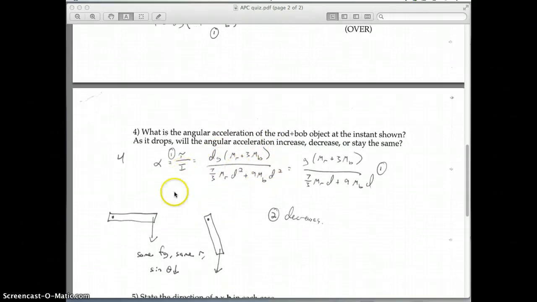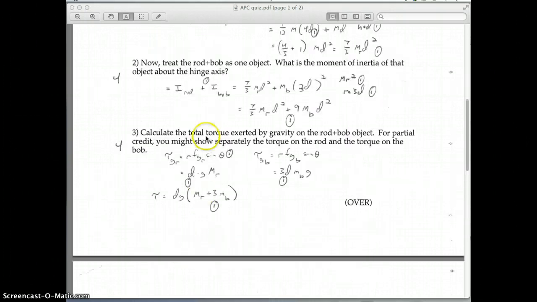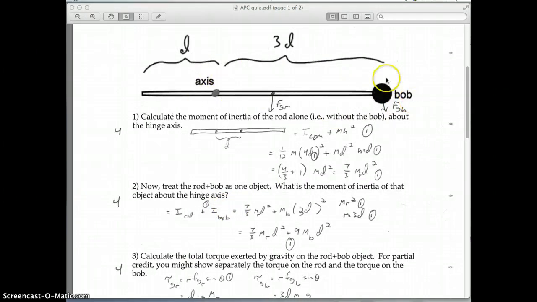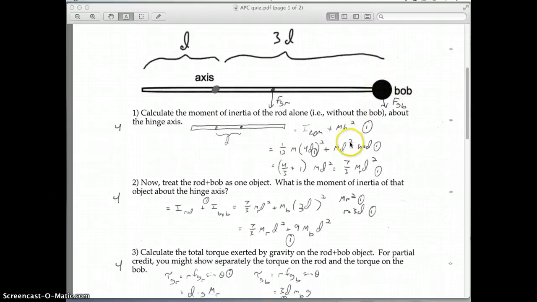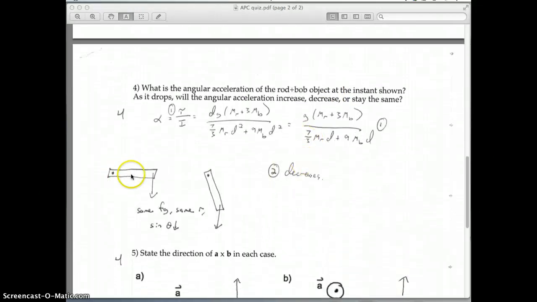And that's it. As the object falls, look what happens in this extended free body diagram. Here, well, I guess here's what won't change. The gravitational force on the rod plus bob won't change, and the radius of the various forces acting will not change. What will change is the angle that the gravitational force vector makes with the r vector from the axis to the location where the forces act. Here, the angle between r and F is 90 degrees, so the sine of it is 1. That's as big as the sine of that angle will ever get. Here, the angle will be like some obtuse angle, and the sine of this angle will be less than the sine of this 90 degrees. So the torque caused by gravity decreases, and the angular acceleration decreases with time.